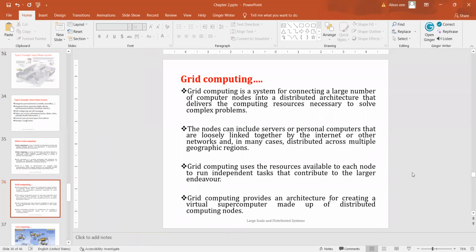In the previous slide we already discussed the same kind of meaning. The nodes can include servers or personal computers that are loosely linked together by the internet or another network, and in many cases distributed across multiple geographical regions. So they can be in various physical locations, but work together with the help of the network to accomplish a huge task.